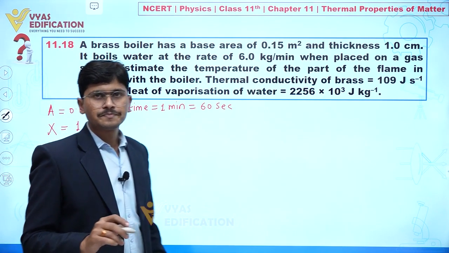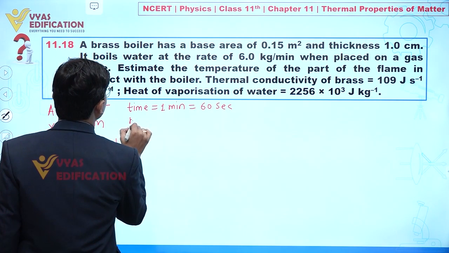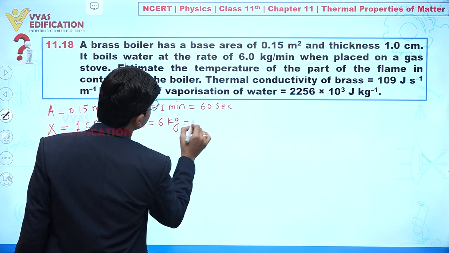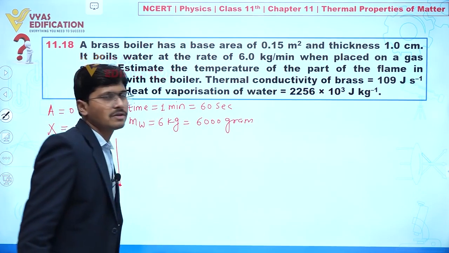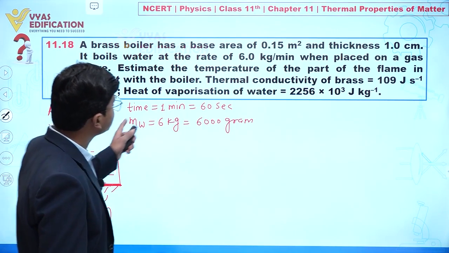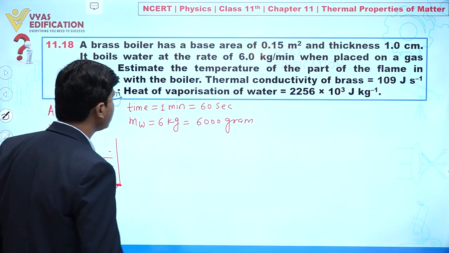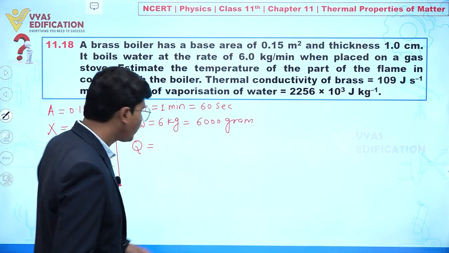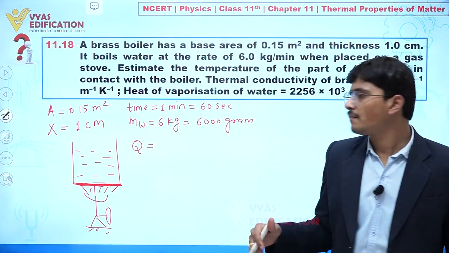Now it is also given the mass of water. Mass of water is equal to 6 kilogram, and we can say this is equal to 6000 gram. Now how can we solve this question and what is our objective? Estimate the temperature of the part of the flame in contact with the boiler. Now if this is a conductor, can we find the rate of heat transfer?